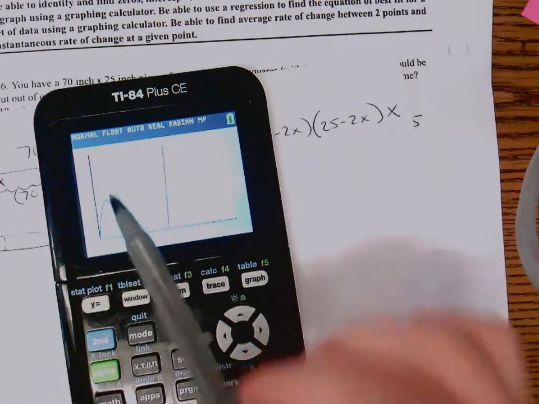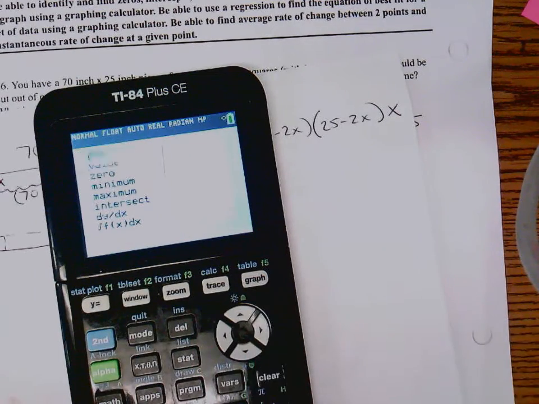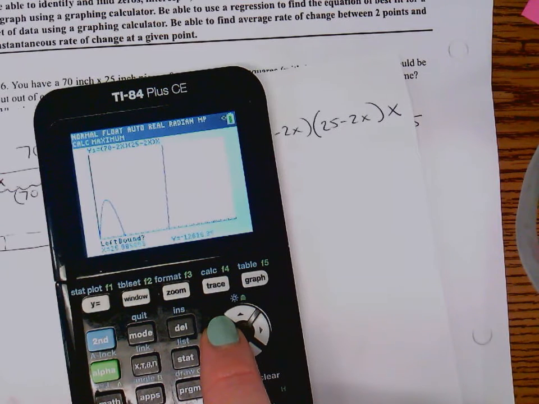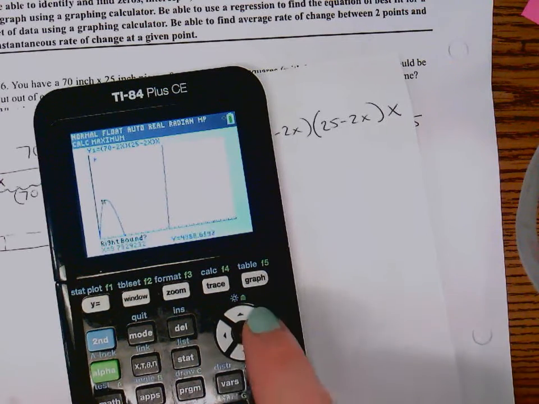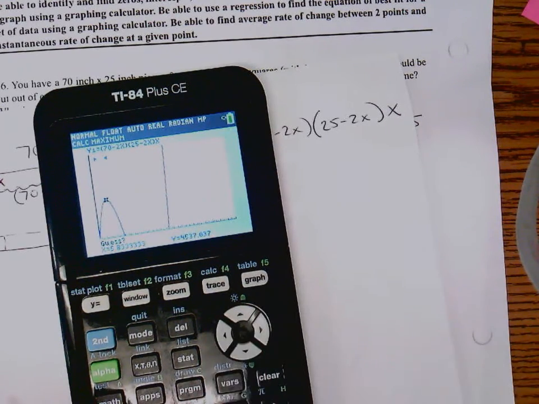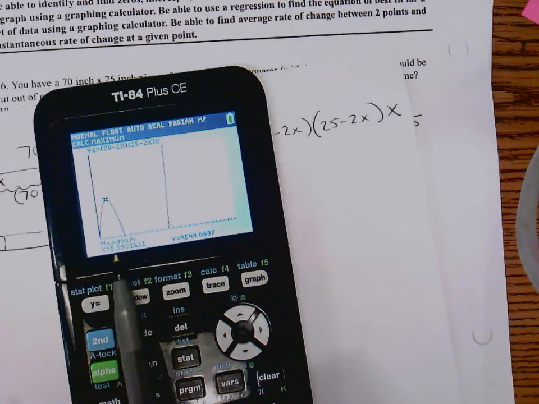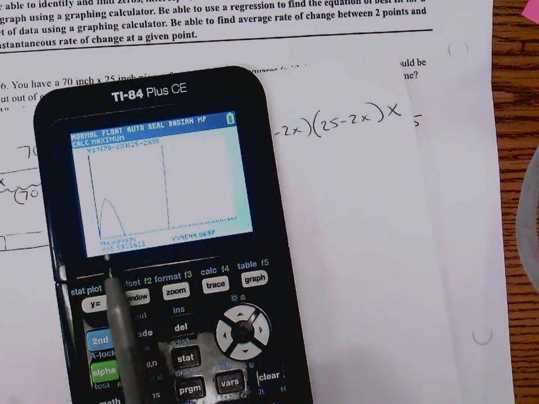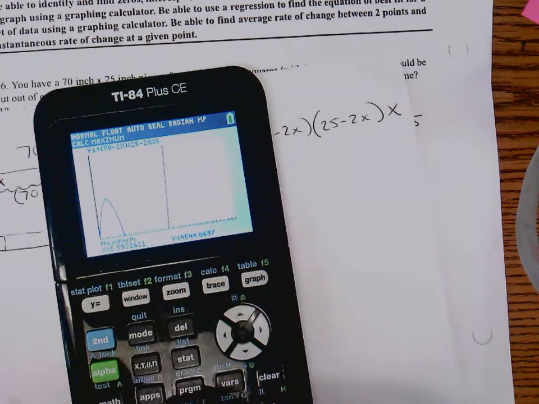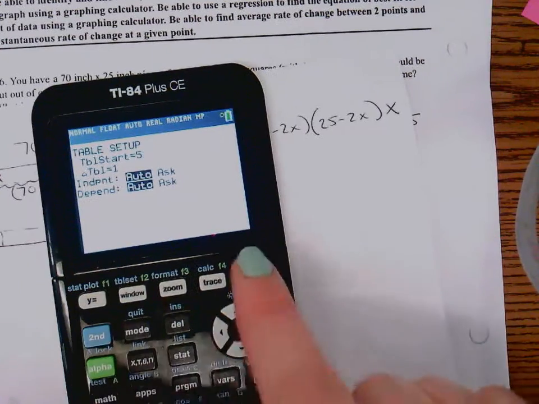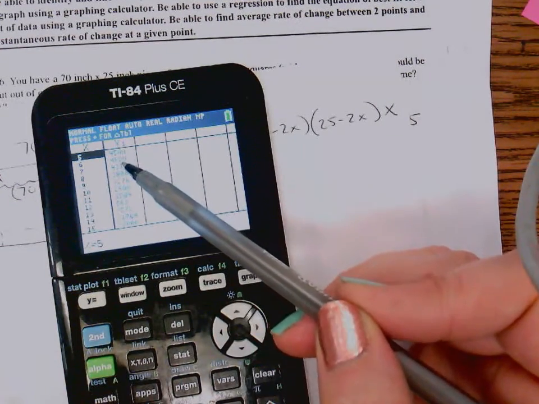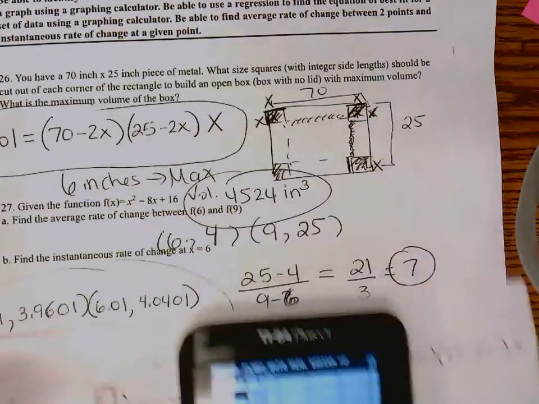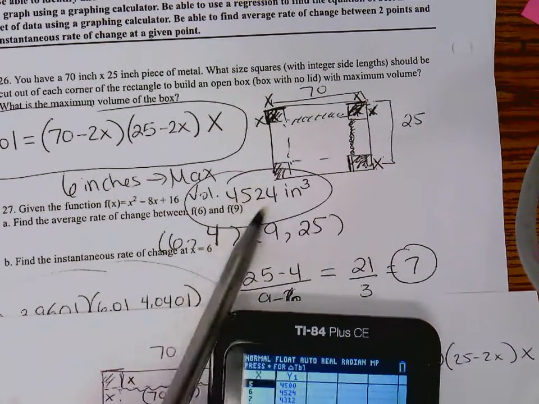All right, so to find that maximum, I go to second, calculate maximum, and I need to go to the left and to the right. So let's see, the left and the right, and that maximum occurs when x is about 5.6. If I go to the nearest integer side, what I really should do is check my table of values at 5 and at 6 and see where the volume was the biggest. So I'm going to go to 5. At 5, I was 4,500, but at 6, I'm 4,524. So that's why I said at 6 inches, I'm at 4,524.